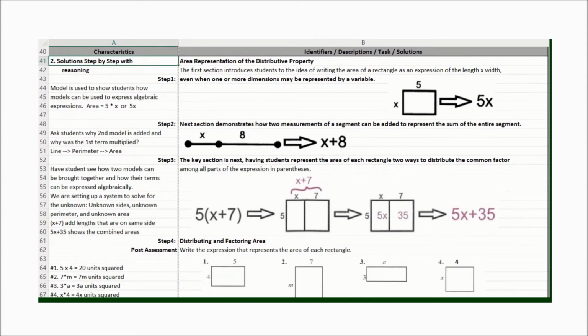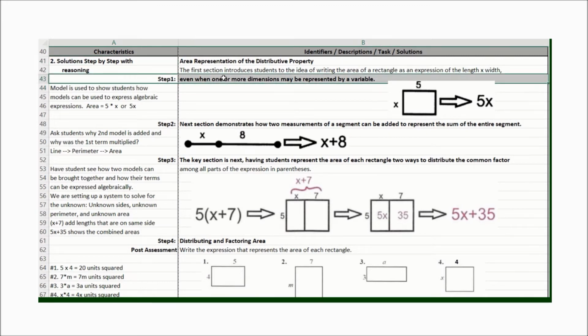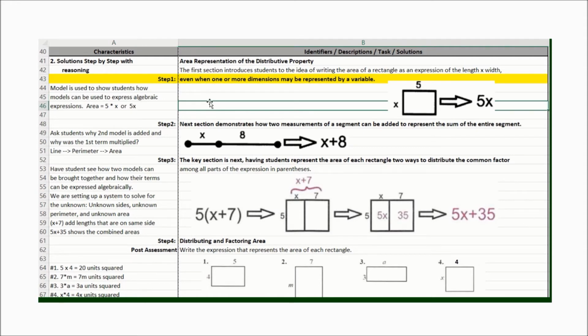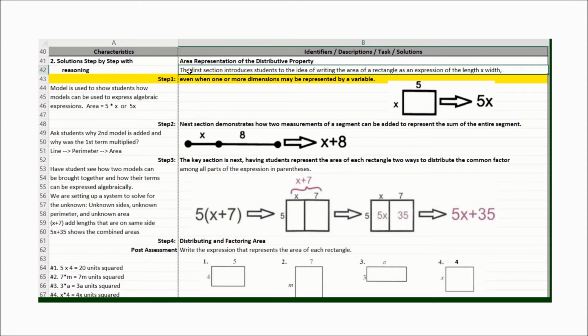As we move on to our lesson, we have it broken down into steps. Step 1: the first section introduced students to the idea of writing the area of a rectangle as an expression of length times width, even when one or more of the dimensions may be represented as a variable. And as you can see again with our model here, we show the kids how to represent geometric models as algebraic expressions.